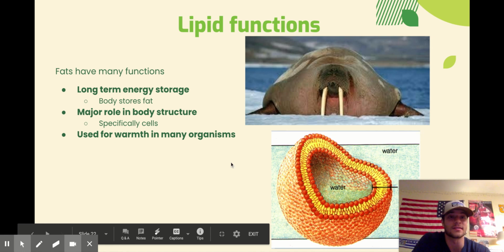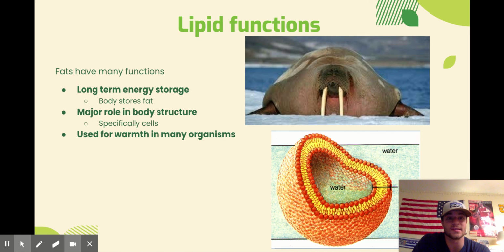And then the last thing, fats are used for warmth in many organisms, including humans. And again, prime example, look at that walrus. Look at that chunky boy. A walrus lives in super cold weather. It needs that fat to help it stay insulated so it can stay warm and not freeze to death.